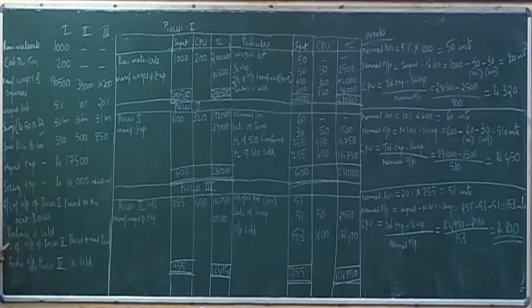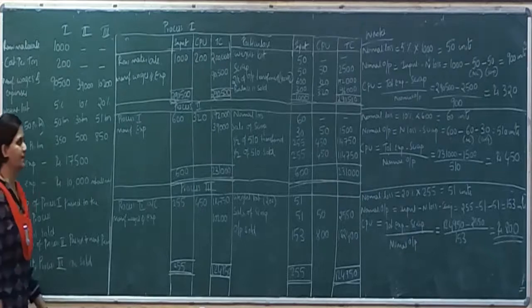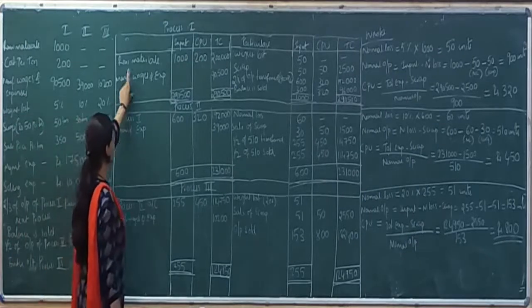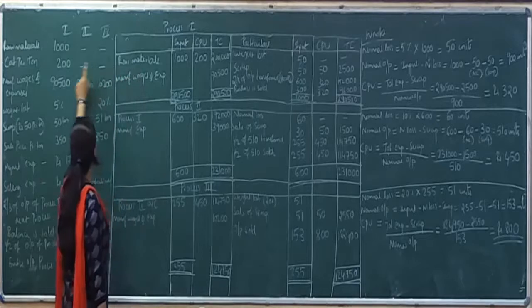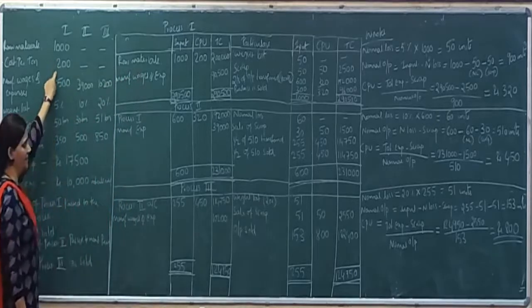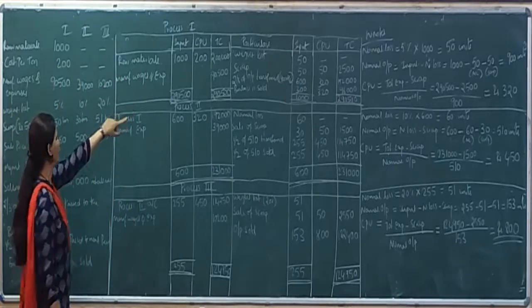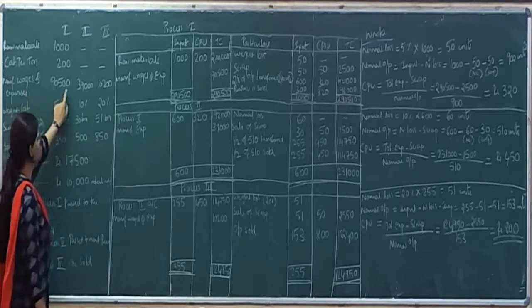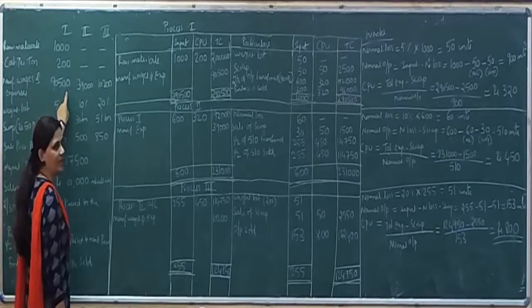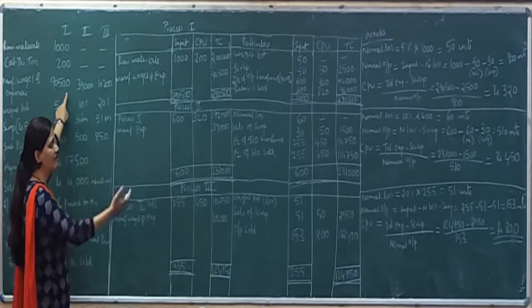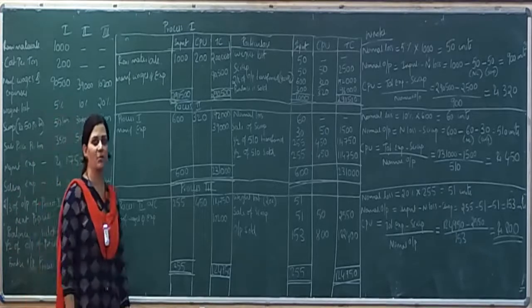Then 2/3 of the output of process 1 passed to the next process and balance is sold. This is very important, you have to be very careful while reading the question. And then half of the output of process 2 is transferred, and for process 3 entire output is sold. So now here we have recorded raw materials, 1000, CPU is 200, so total amount comes to 2 lakhs. Manufacturing expenses 90,500 is recorded.